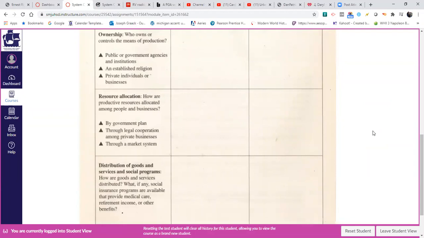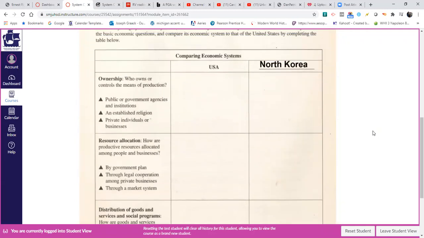In the United States, who owns or controls the means of production? In the United States, how are productive resources allocated among people and businesses? And in the United States, how are goods and services distributed? And then if we have anything like Medicare, Social Security, how is that distributed?